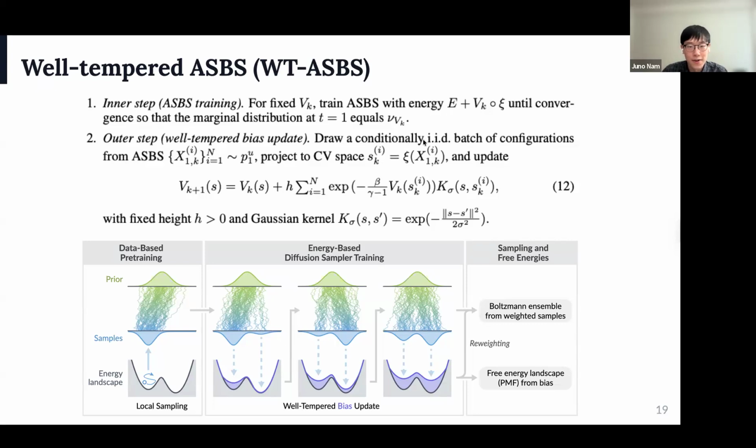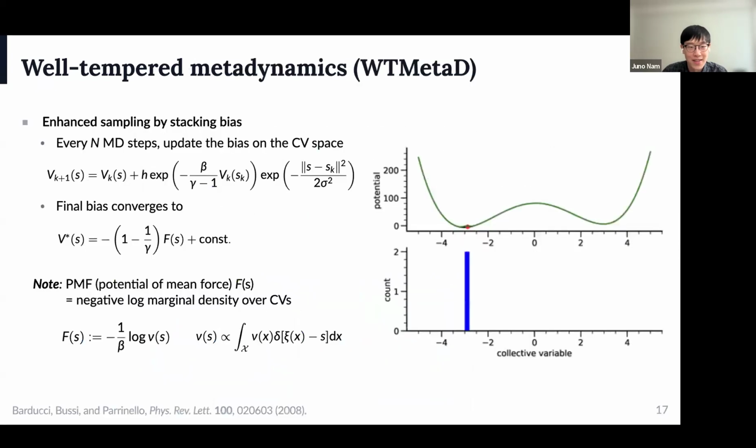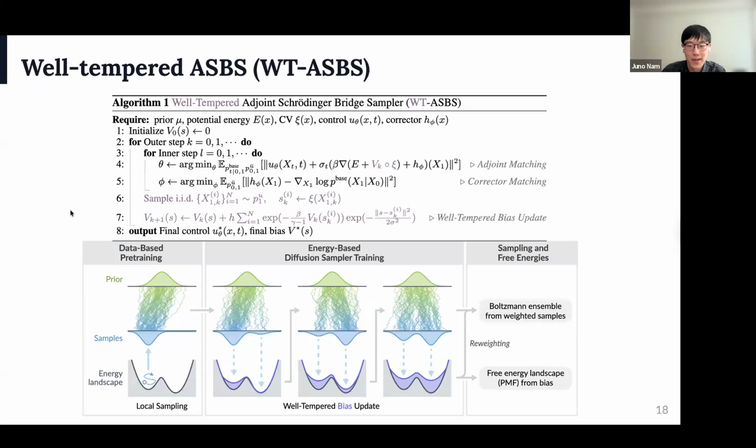And after running this until convergence, we can probably get the same convergence behavior of binary bias that smooths out the landscape. And we can also do the same kind of reweighting to get the free energy landscape from the constructed bias. And from the weight back, like the reweighting factor and the samples from this ASPS model, we can reconstruct the Boltzmann ensemble as well. So this is how the combination of diffusion sampler ASPS and well-tempered bias addition mechanism looks like.